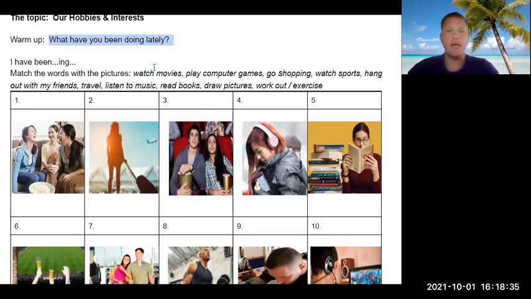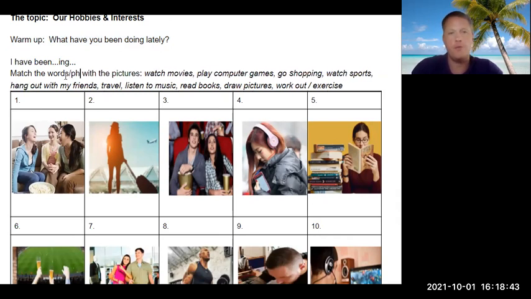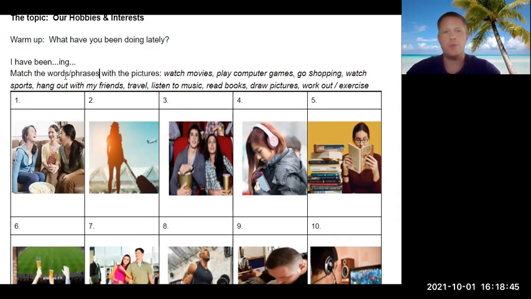So now let's practice the vocabulary. So match the words and phrases with the pictures. Okay? So listen and repeat. Watch movies. Play computer games. Go shopping. Watch sports. Hang out with my friends.